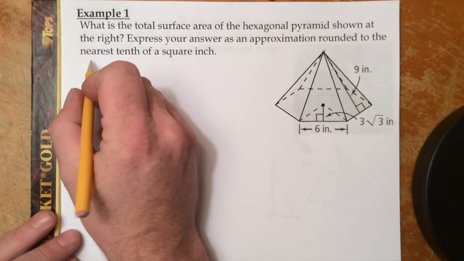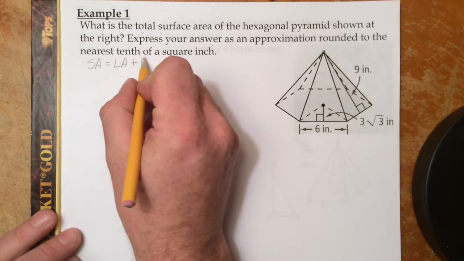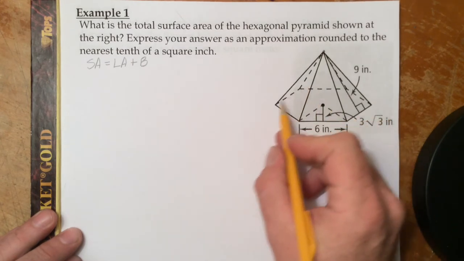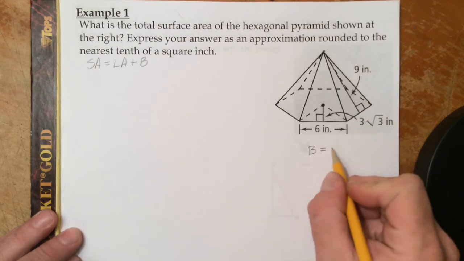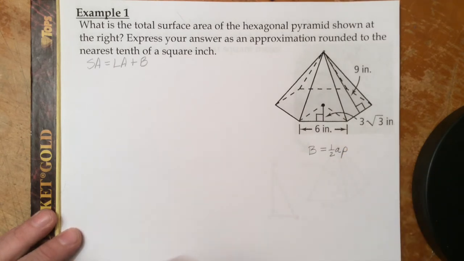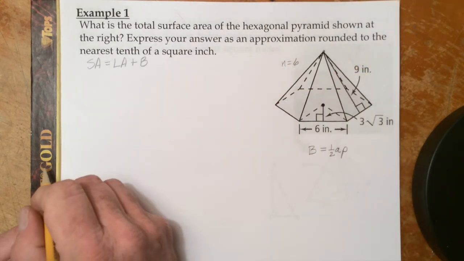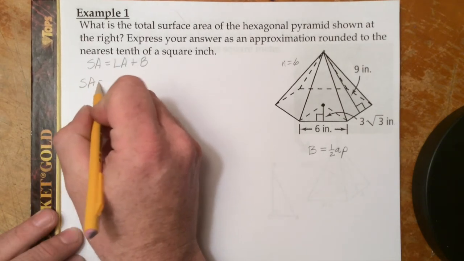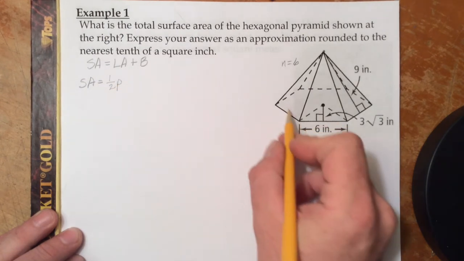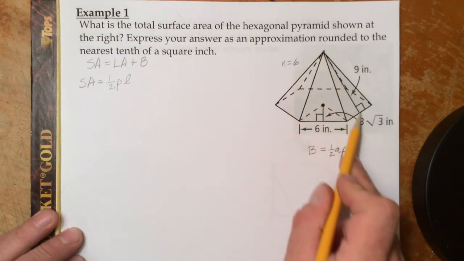And so the surface area of any pyramid is equal to the lateral surface area plus the area of the base face. In this particular case, the base face is a regular hexagon, so the base face area formula for that is 1/2 times the apothem times the perimeter, where n is 6. So the surface area gives us the lateral area, which is 1/2 times the perimeter of the base times the slant height. They give us the slant height here, which is 9 inches.